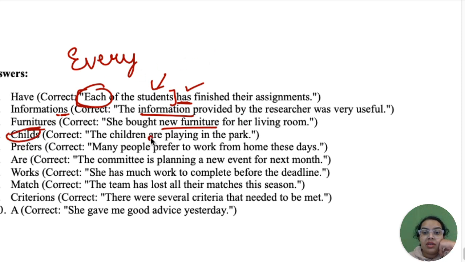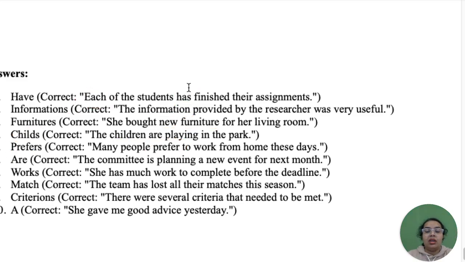Child's not even a word. Children is the proper plural. Many people. People, I told you, is plural, so the verb we cannot use is prefers, it is prefer. Okay. This is also a part of subject verb agreement.